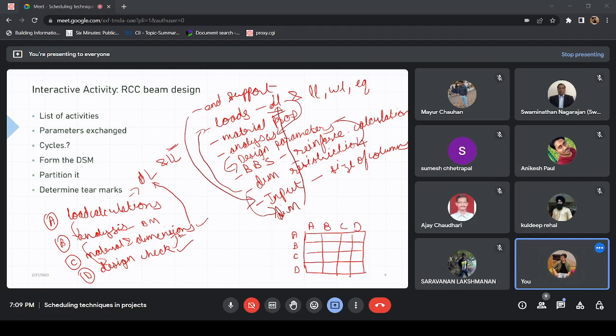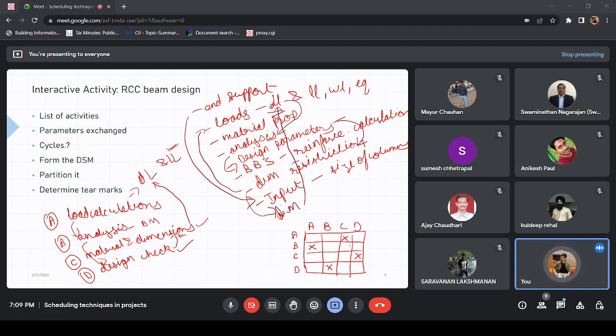So you can see that A is giving information to B for analysis. From B, we have D directly to design check. From C, material and dimensions, we are determining A. From C we have that only, right? And from D, we will be varying the dimensions here, right?